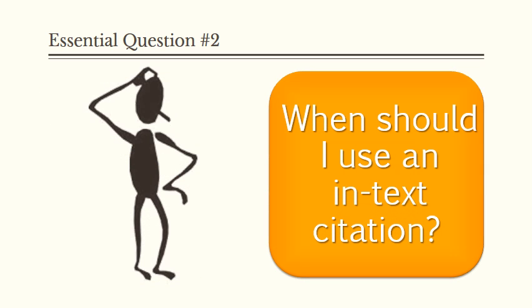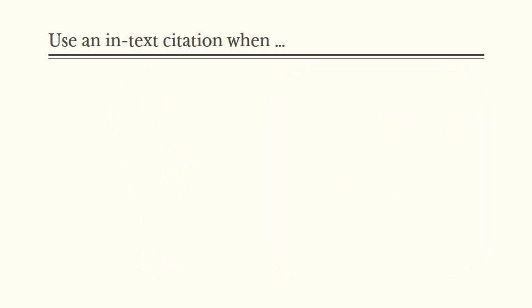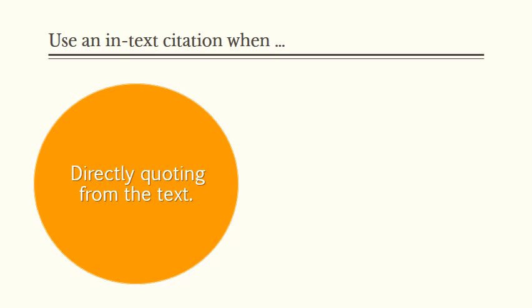Essential question number 2 is, where and when should I use an in-text citation? You will use an in-text citation when you are directly quoting from the text. A direct quotation is copied word for word from the text and begins and ends with quotation marks.